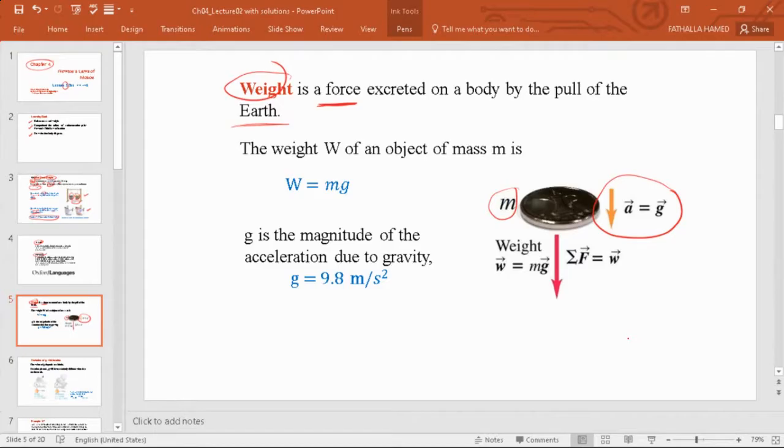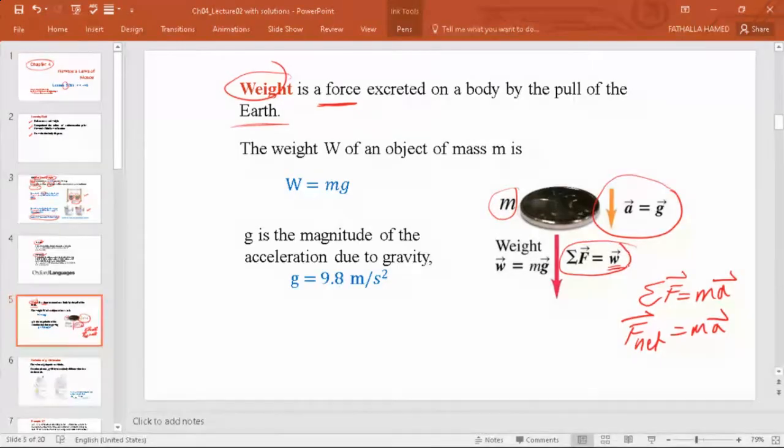Now, we learned that Newton's second law tells you that the summation of the forces is equal to ma, or we say that the net force is equal to ma. In a situation like this, the only force that you see acting on this dirham is the weight. So the total force is going to equal the force of the pull of the Earth, and we give it a symbol W here, and we call it weight.